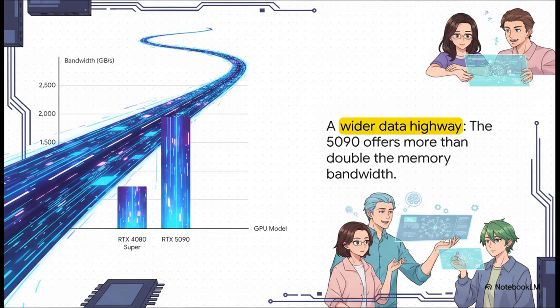And that brings us to the next piece of the puzzle: bandwidth. Think of it like a highway. It doesn't matter how fast your car is if you're stuck in traffic. The 5090's memory bandwidth is more than double the 4080 Super's. It's a much, much wider highway, so it can feed data to all those thousands of cores way faster, keeping everything running at peak speed.